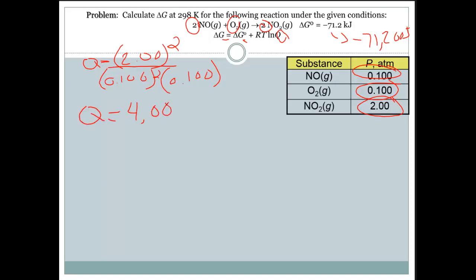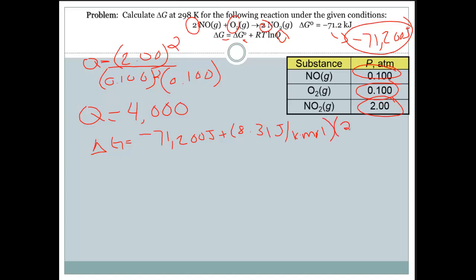So now we can put that into our ln of Q. So delta G is equal to delta G naught, which is right here. We want the one in joules, plus R, which is 8.31, times the temperature, which is 298 Kelvin, times the ln of 4,000, the Q we just solved for.